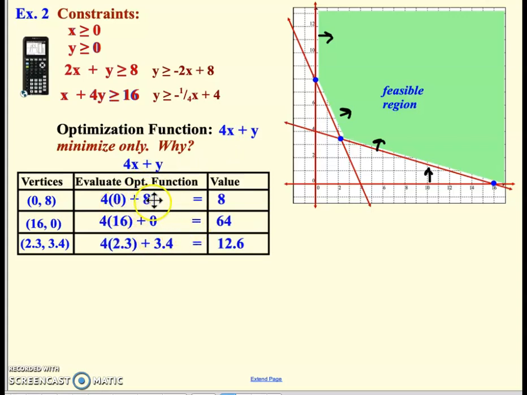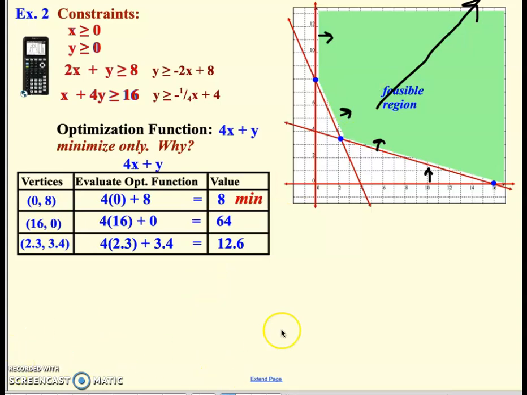So plugging in 0 and 8, I would get 8. Plugging in 16 and 0, I would get 64. Plugging in 2.3 and 3.4, I would get 12.6. And again, I'm plugging in here. Now, in this case, max and min, well, it says minimize only in y. Well, first of all, as far as the min goes, that's sitting here. The reason there's no max is because you can keep plugging points in that go further and further out in the feasible region, and they just keep producing bigger and bigger values because the feasible region extends out basically forever. So we can only look at what would minimize. We can't say really anything would maximize what's going on here.